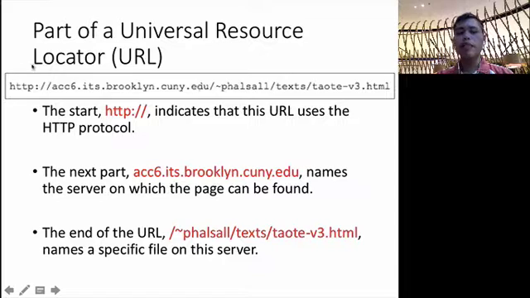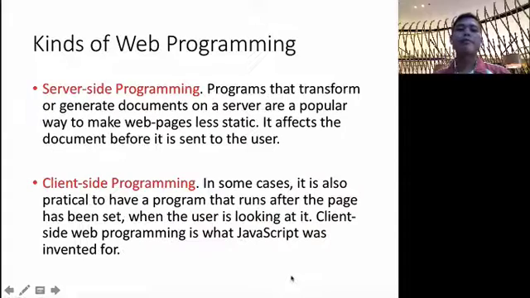Here we can see an example of a URL. Basically, there are three parts. The start, which is the http://, indicates that this is a URL. It uses the HTTP protocol. Then the next part, accs.its.brooklyn.kani.edu, names the server on which the page can be found. And the last part, the end of the URL, /falsal/text/taote-v3.html, names the specific file on the server. So these are basically the parts of a URL.